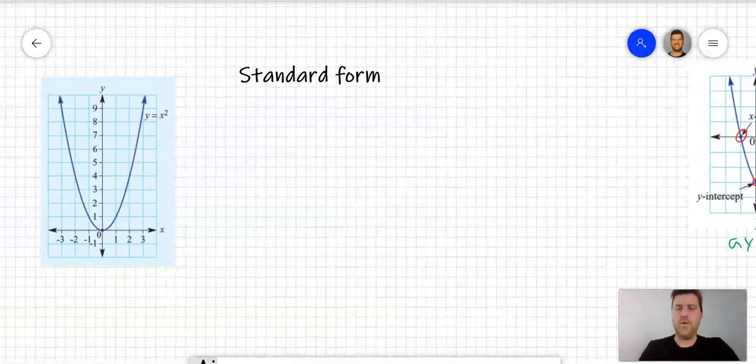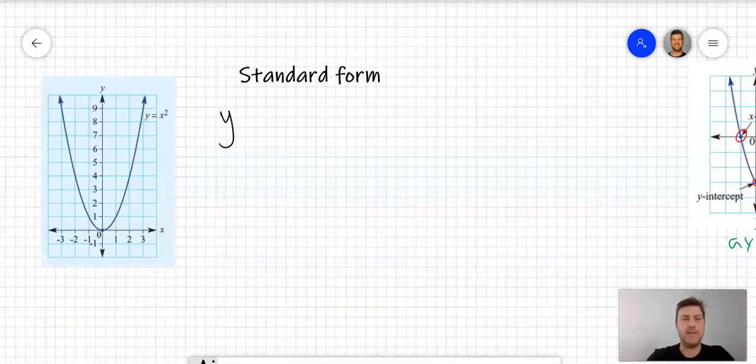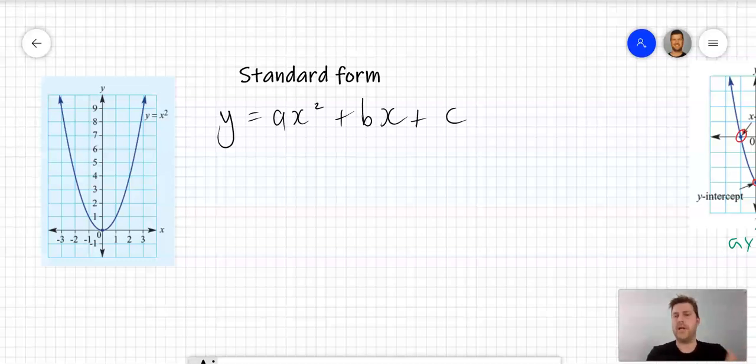Now, standard form of a quadratic equation. When we look at an equation, it may be in standard form. So, for example, y equals ax squared plus bx plus c. This is a quadratic equation, and we know that quadratic equations represent parabolas.